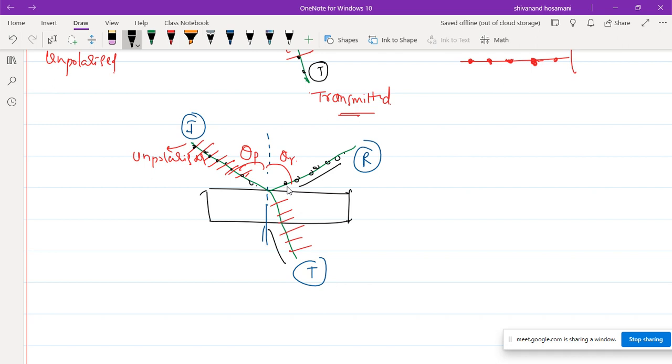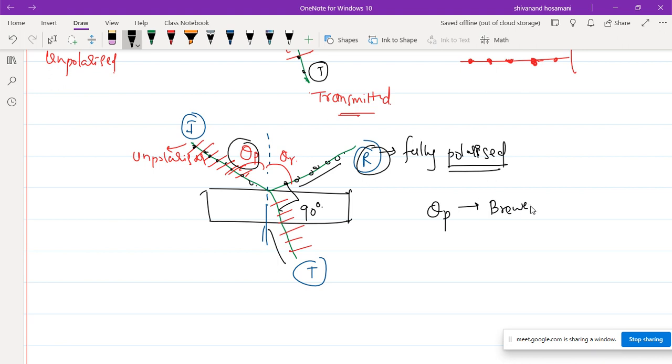That is when the transmitted light and reflected light are at 90 degrees, and that angle of incidence at which the reflected light is fully polarized and the transmitted light is also fully polarized, theta is called the Brewster angle. How do we define the Brewster angle?